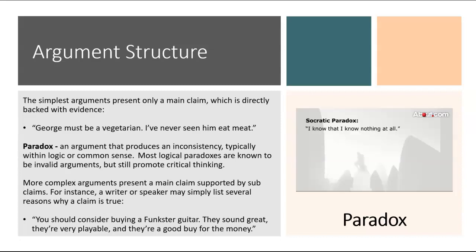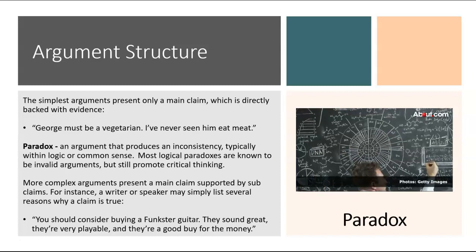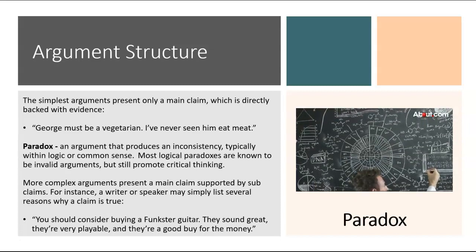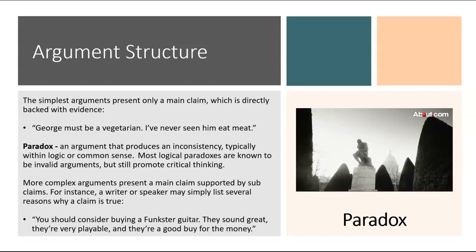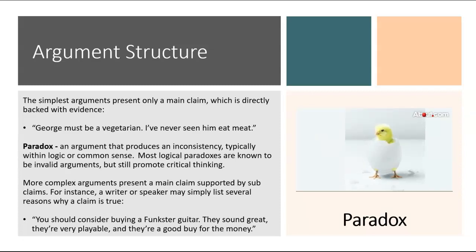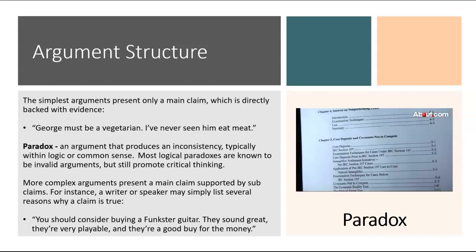Another example is the Socratic paradox that says, "I know that I know nothing at all." This is a paradox because if you know nothing, then you can't know that you know nothing. You'll find many paradoxes in math and the sciences from biology to thermodynamics, like the irresistible force paradox, that is, what would happen if an unstoppable force hit an immovable object? There are also many paradoxes in philosophy, like the old, "Which came first, the chicken or the egg?" Mahatma Gandhi has said, "Whatever you do will be insignificant, but it is very important that you do it." This is also a paradox.